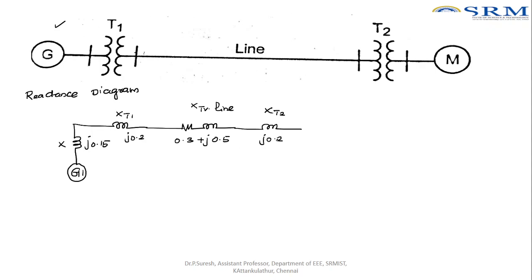And lastly, we have the motor. The motor should be connected in parallel, so the reactance value should be connected like this. So this is the motor. The value for the motor we calculated as J 0.15. So joining all these, we have drawn the reactance diagram for the given power system. We considered the new base and calculated the reactance values for all five components, and we have drawn the reactance diagram. I hope you can understand.